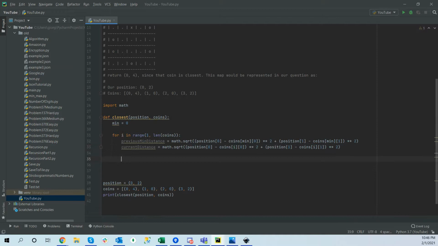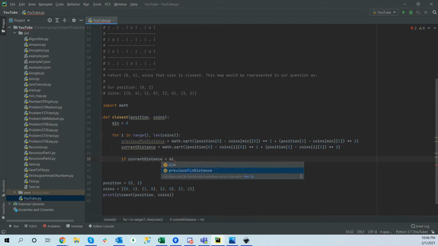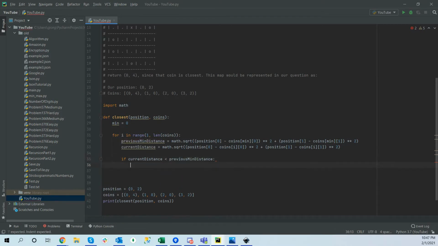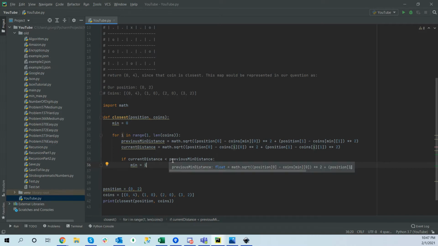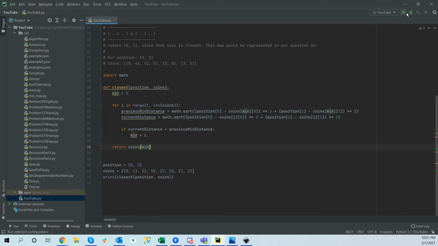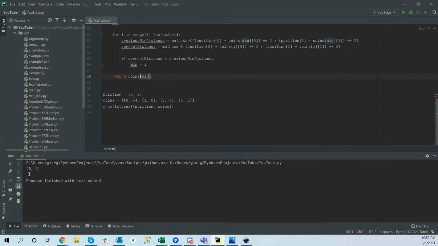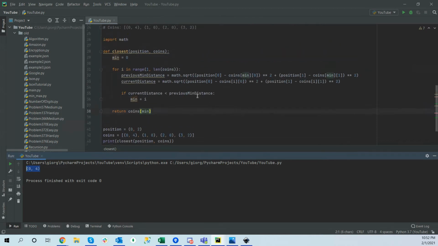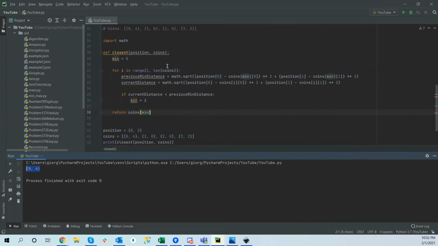Okay, so now we found the current distance. Now we just compare. So if the current distance is less than the previous min distance, then min equals i. Then we found a new minimum, i, and now we have to again loop through them and find whichever is even smaller. So now we have to return min. So now, as you see, it's 0, 4. We looped through all of the coins and we found the smallest one.